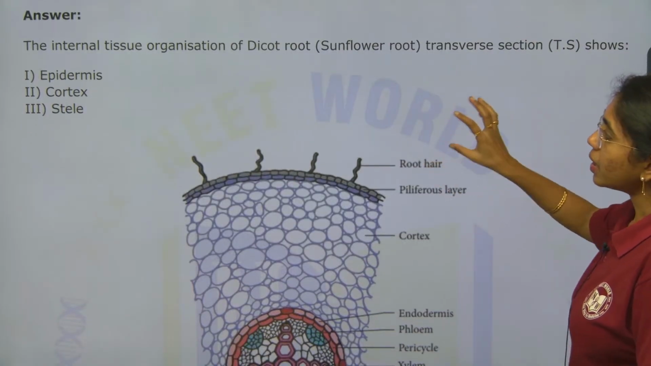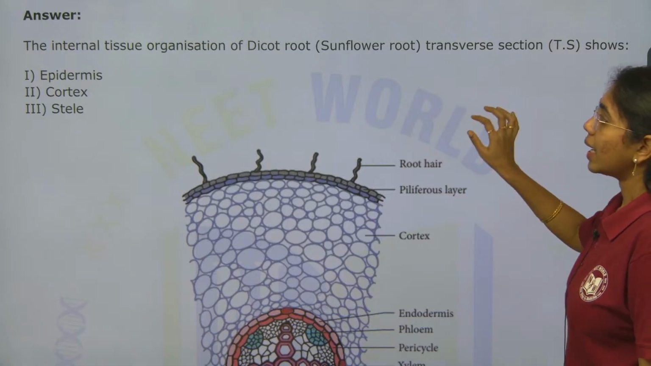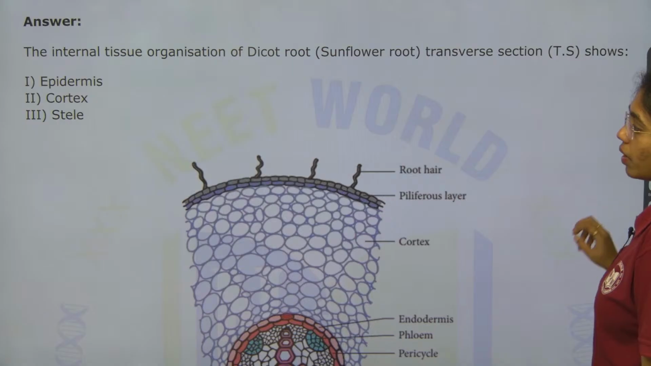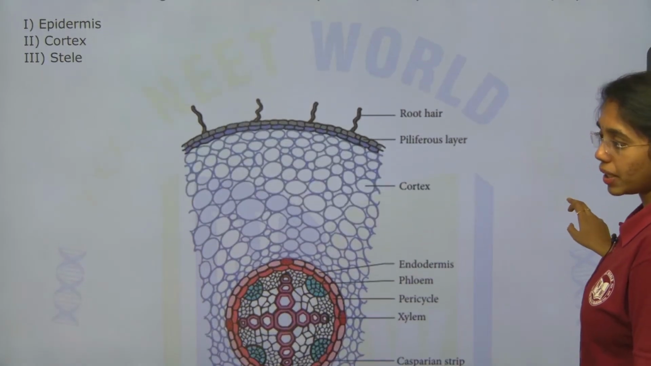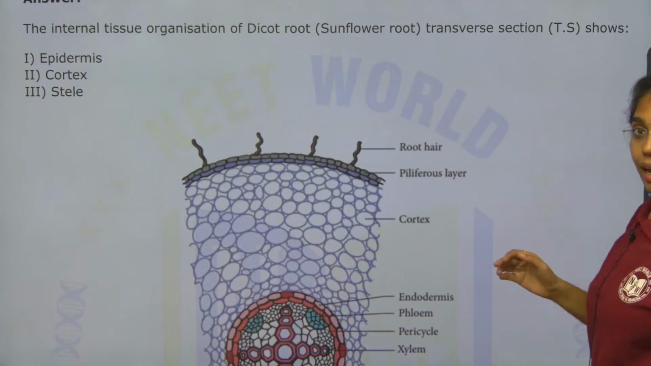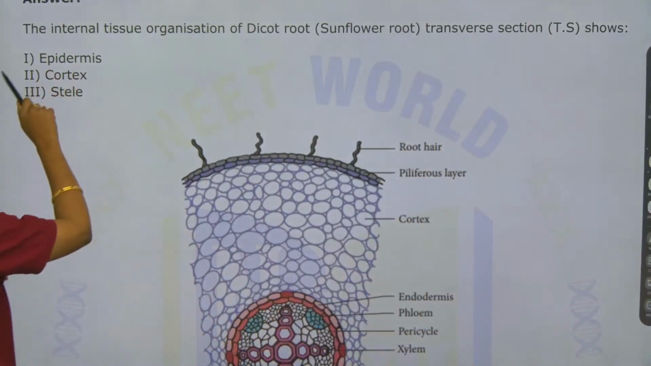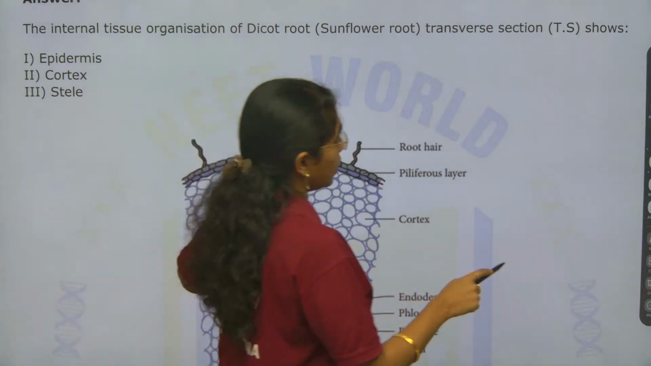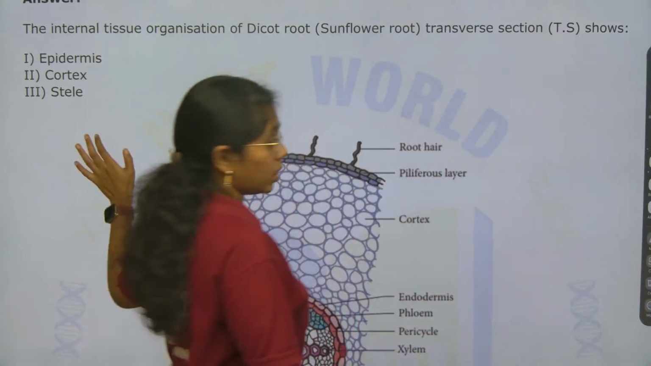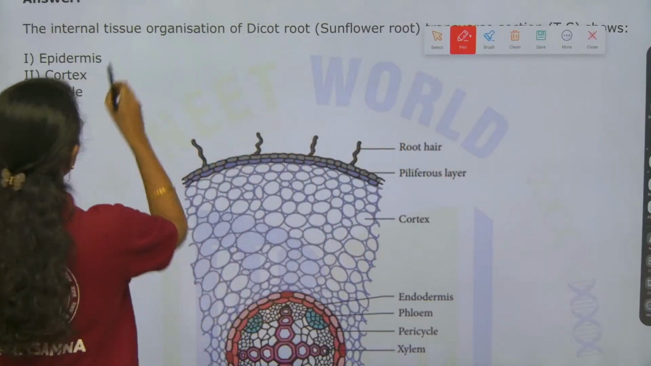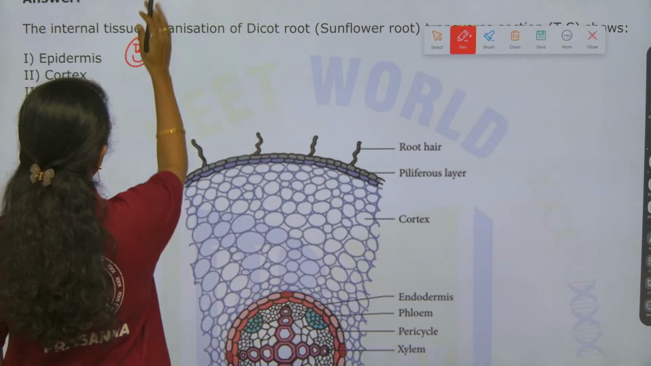This is nothing but, first you have to see which dicot root you are actually examining, for example, sunflower root. You have three major regions in the dicot root after transverse section. What are they? Here you have to mention TS shows. Before these three regions, you can also write three regions of the root.